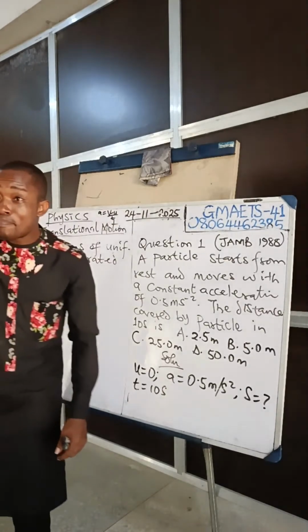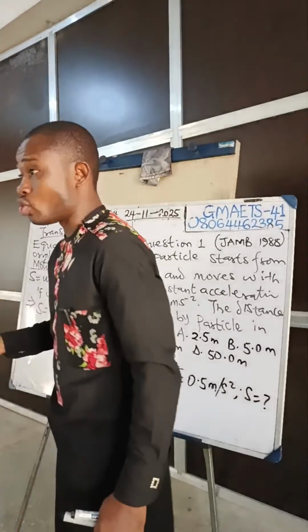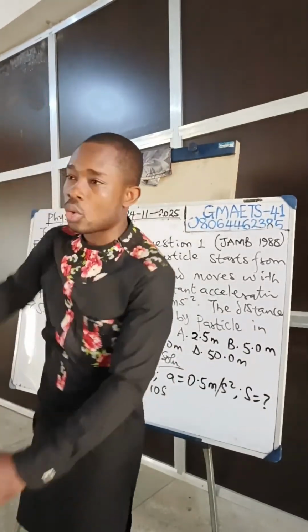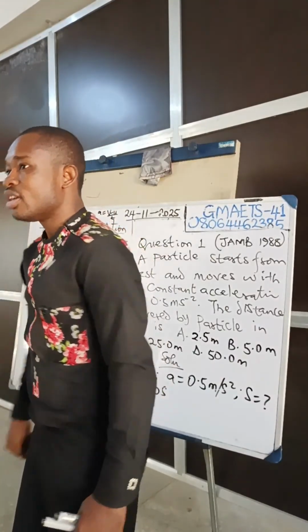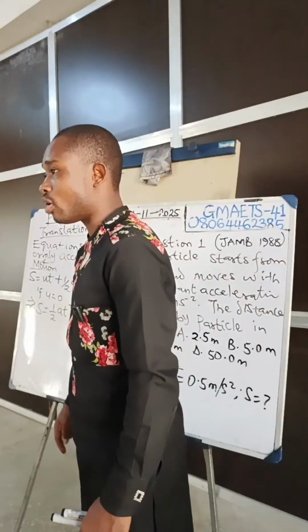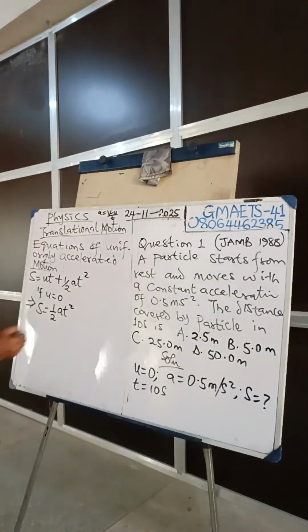So get used to this. As a matter of fact, there are several questions sometimes that examiners can give with this equation too. Are you getting me? Once you know that the motion started from rest, don't punish yourself with that UT anymore. Just use the AT squared part for the distance. Is that clear?